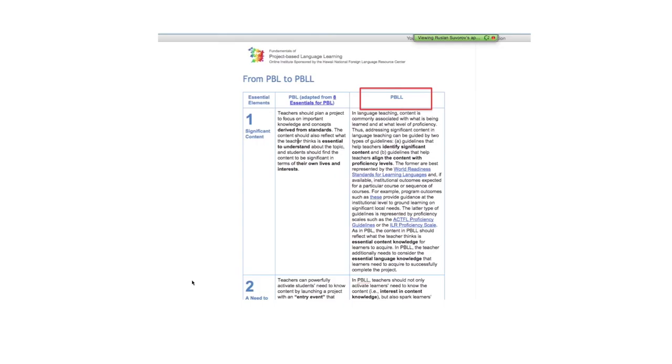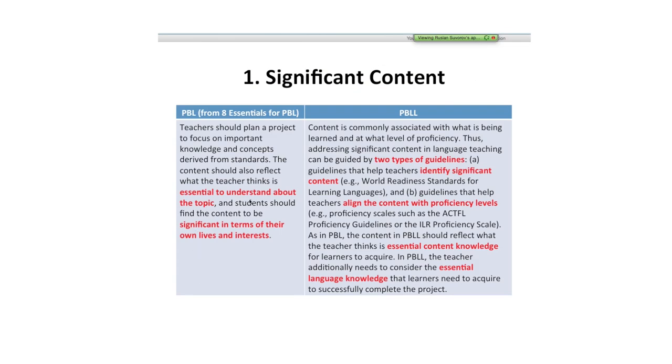So I will go through each of the essential elements that Stephen has already talked about in lesson 1. And I will try to demonstrate how we think each of these elements can be adapted in the PBLL context. So the first essential element is significant content.